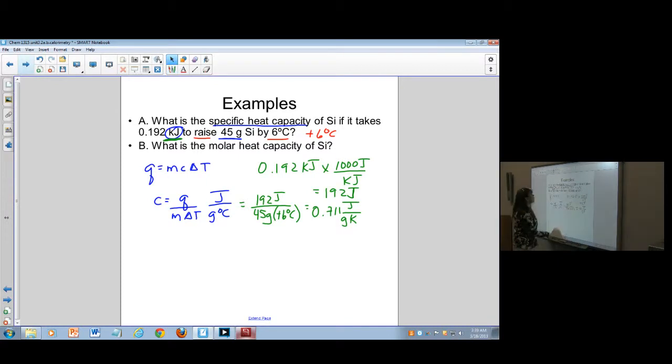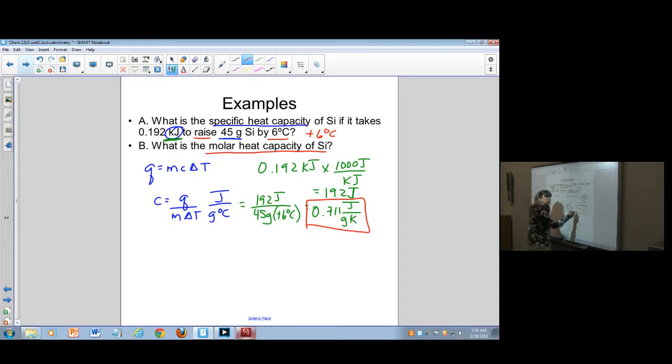All right, let's go one step further on that. Instead of having the units in joules per gram per degree Celsius, let's do the molar heat capacity. Once we know the specific heat capacity, we can take the specific heat capacity times grams per mole. That's going to be our molar mass for whatever object we're thinking of.